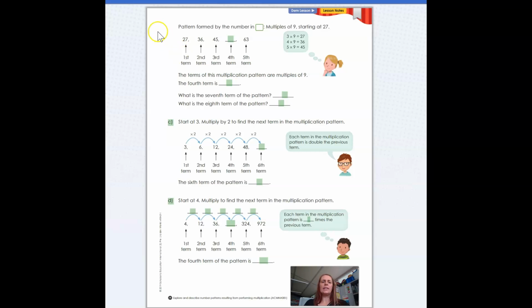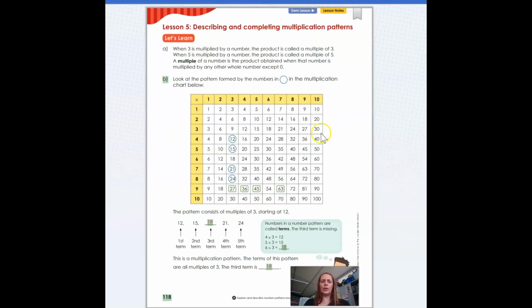Okay. It says here, pattern formed by the numbers in the circle: multiples of 9 starting at 27. So you can flick back in your prime book. You can look at your patterns of 9. You can shade that information in if it makes it easier for you. I really want you to find out what works for you, and if you're getting the right answer with what works for you, you can do that.